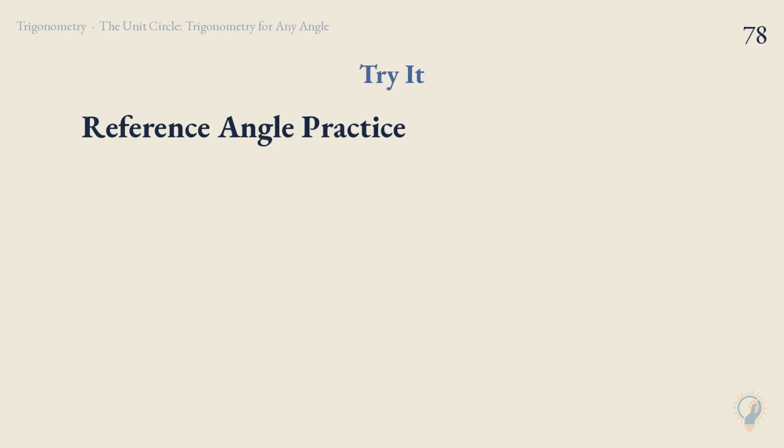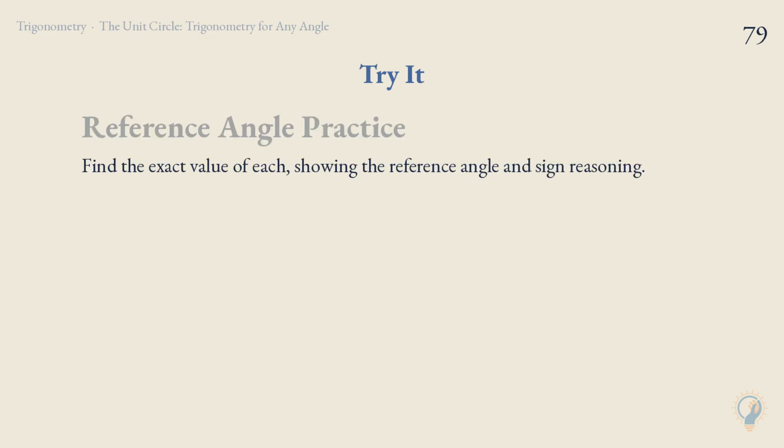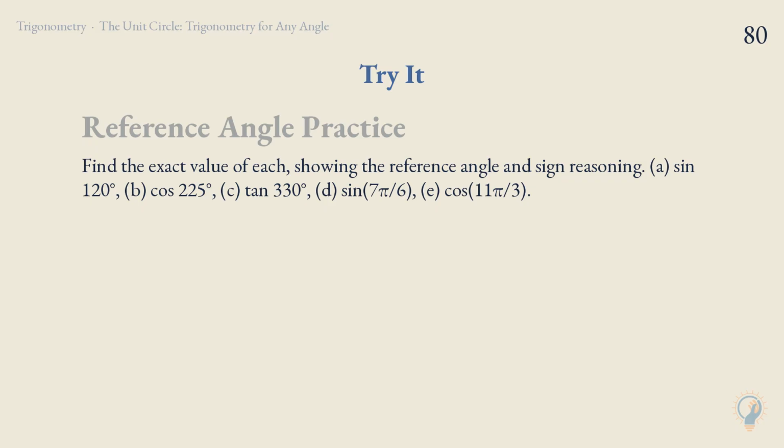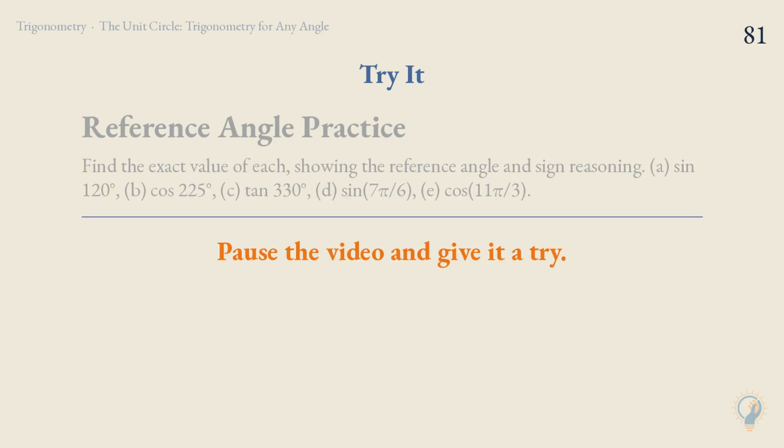Try it, reference angle practice. Find the exact value of each, showing the reference angle and sign reasoning. Part A, sine of 120 degrees. Part B, cosine of 225 degrees. Part C, tangent of 330 degrees. Part D, sine of 7 pi over 6. Part E, cosine of 11 pi over 3. Pause the video now and give it a try.